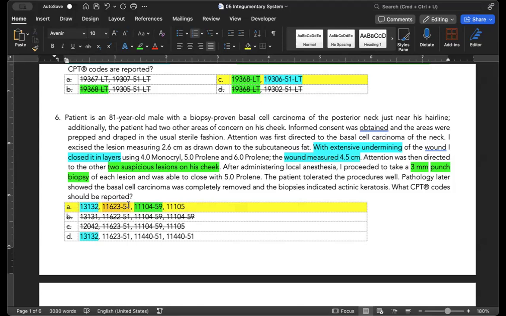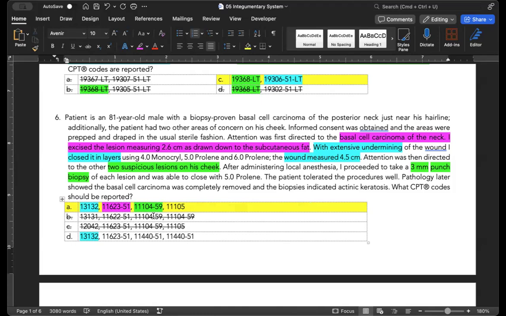So 11623 is going to be for the excision that we did up here where we took out the basal cell carcinoma, right? So if we did an excision and then a closure of the same site, that's going to be multiple procedures on that same site. Whereas the 59 for your punch biopsy is because it was on a totally different lesion, totally different area. So 51, because it's multiple procedures on the same lesion or the same location of the lesion, right? 59 is because the lesions were totally separate lesions.